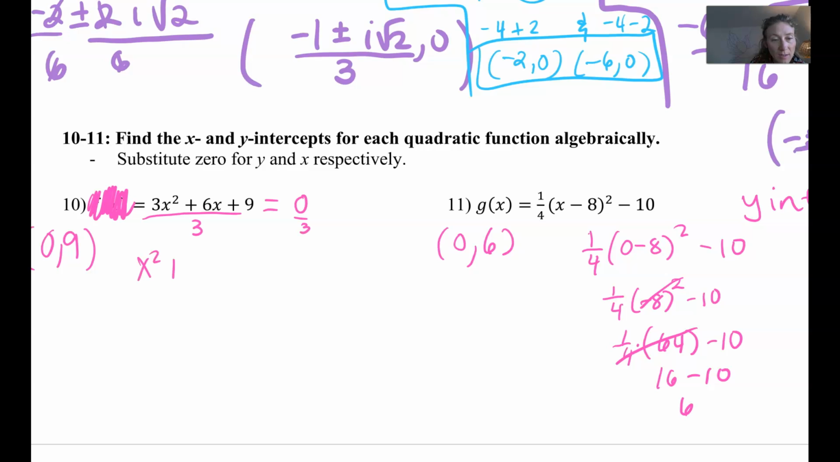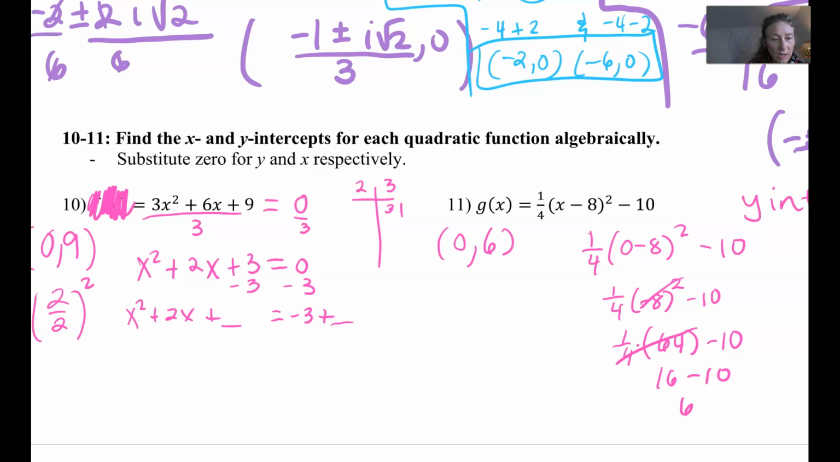So I have x squared plus 2x plus 3 is equal to 0. And I think that that's going to factor, 3 and 2, will be 3 and 1. Oh, no, it doesn't factor. So I'm going to use completing the square because it's a 1 and then even. So minus 3, and then x squared plus 2x plus blank is equal to -3 plus blank. 2 divided by 2, squared, that's the new c value, is 1. So add in 1 to both sides. x plus 1 squared is equal to -2.